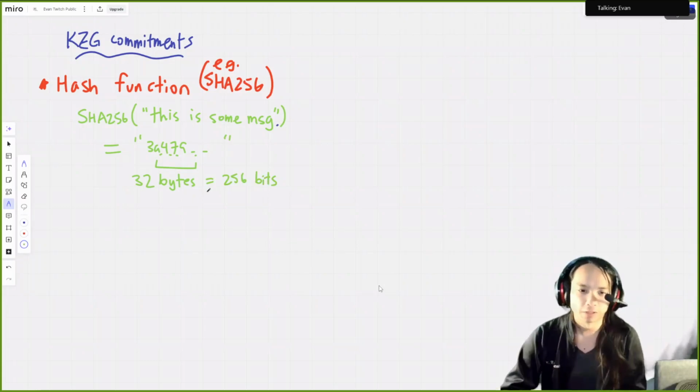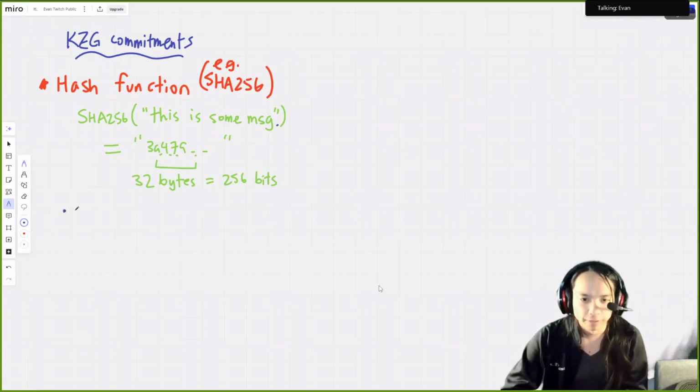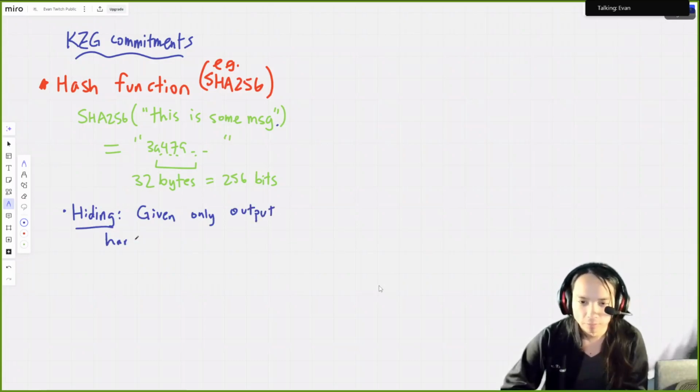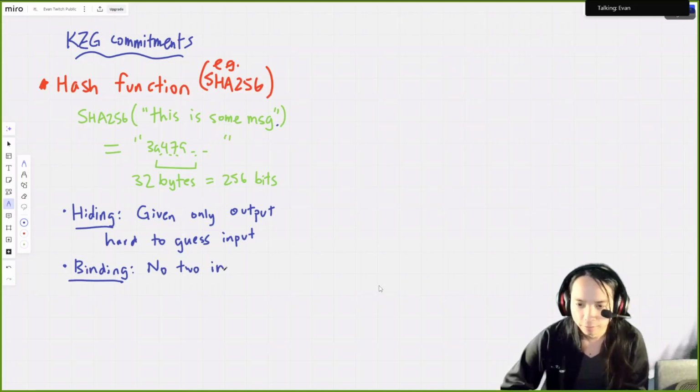I think for the purposes of this talk, there are two properties that we want these hash functions to have. One is that they should be hiding, meaning that given the output, it's hard to guess the input. And they should be binding, in the sense that no two inputs can give the same output.